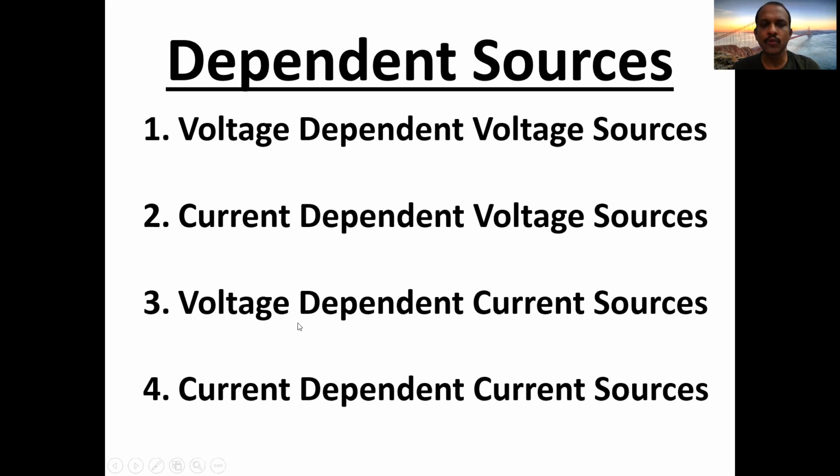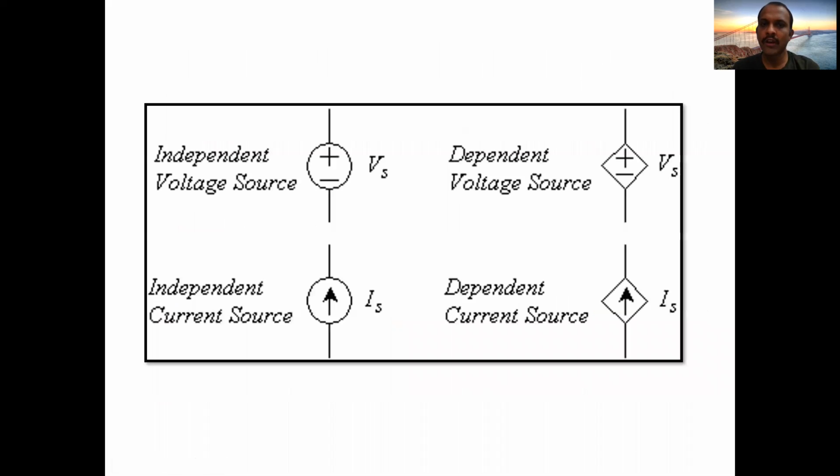You can see there are four types in total. A voltage dependent voltage source is a voltage source which depends upon a voltage. The second one is a voltage source which depends upon a current. The third one is a current source which depends upon a voltage. The fourth one is a current source which depends upon a current. So finally, they are classified as voltage dependent voltage source, current dependent voltage source, voltage dependent current source, and current dependent current source. We'll discuss each and every source in detail. So let us go on.